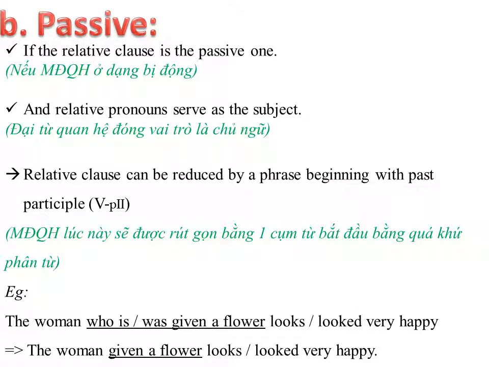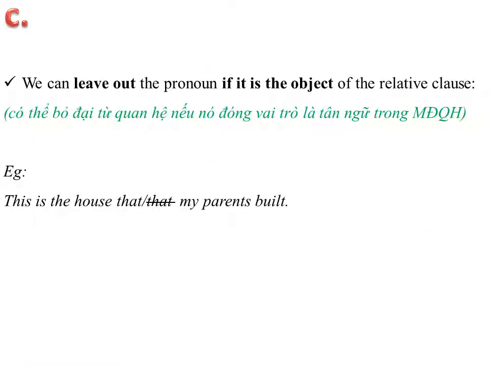B. Passive. If the relative clause is a passive one, and the relative pronoun serves as the subject, the relative clause can be reduced by a phrase beginning with the past participle. Example. The woman who was given a flower looks very happy. Equals: the woman given a flower looks very happy. C. We can leave out the pronoun if it is the object of the relative clause. Example. This is the house my parents built.